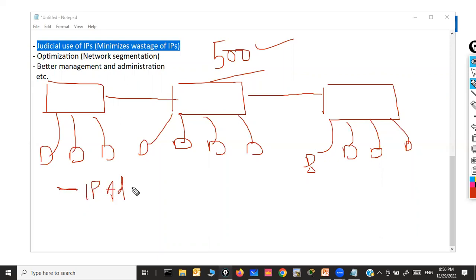Because for the TCP/IP protocol, you don't have to install it. We have already discussed this point. TCP/IP is what? The default protocol. So you don't have to install TCP/IP on any computer. But for IP addressing, yes, we will have to assign an IP address to all computers.